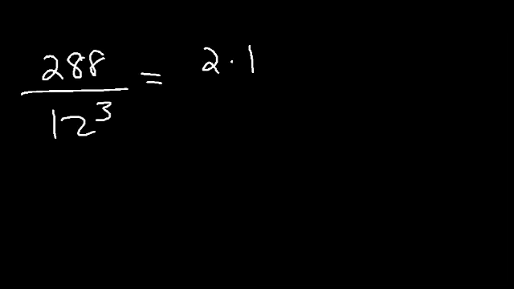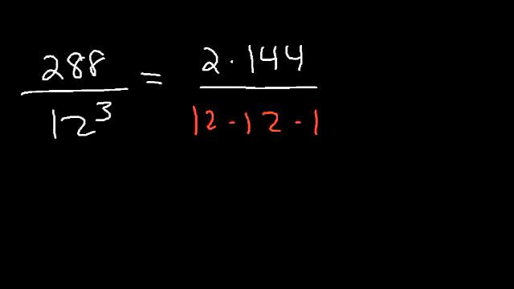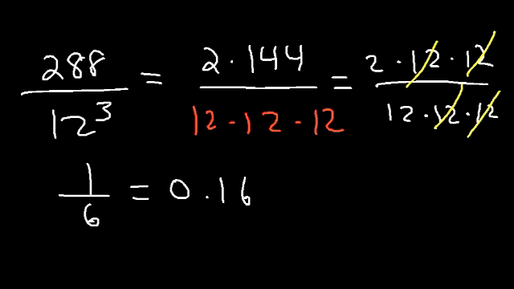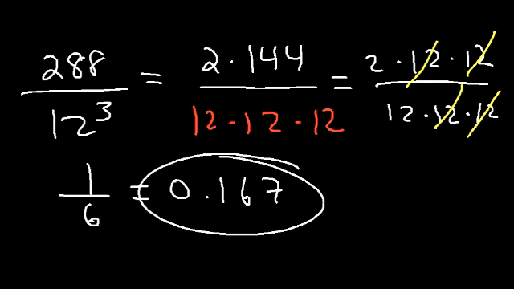288 is 2 times 144, and 12 to the 3rd is the same as 12 times 12 times 12. And 144 is also 12 times 12. So we can cancel these 12s. So what we have left over is 2 over 12. And if we divide it backwards, 12 divided by 2 is 6, so 2 over 12 is 1 over 6. And 1 over 6 is 0.167. And so that's the final answer. So let's try another example.